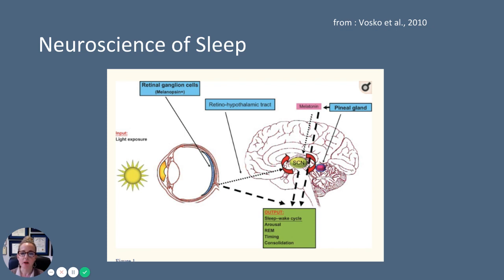So this diagram is just kind of showing you how it works from light to the eye, the retina in the eye, and then through a tract called the retinohypothalamic tract into a nucleus in your brain, the suprachiasmatic nucleus, which then tells your pineal gland about when to make melatonin. So that's the neuroscience.